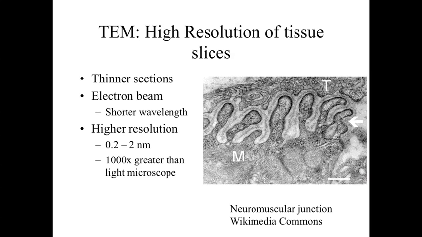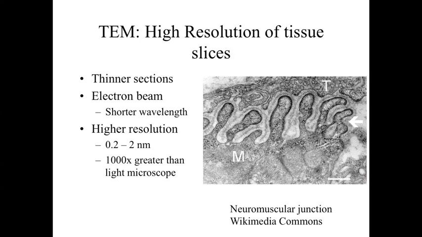As we said, using transmission electron microscopy, transmission because it's projecting the electron beam through the biological tissue, we're going to have much thinner sections, we're going to have a much shorter wavelength of light, so we're going to have a much higher resolution associated with it. We can see things at about 1,000 times greater detail than what we can see with a light microscope.